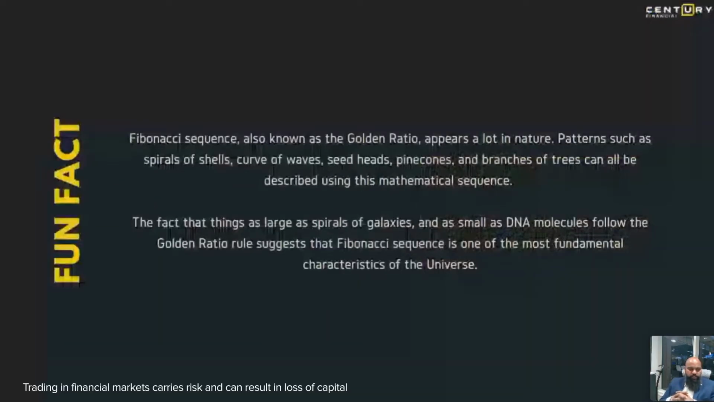Before that, let's just look at this fun fact. It says Fibonacci sequence, also known as the golden ratio, appears a lot in nature. Patterns such as spirals of shells, curve of waves, seed heads, pine cones, branches of trees can all be described using the mathematical sequence. The fact that things as large as spirals of galaxies and as small as DNA molecules follow the golden ratio rule suggests that the Fibonacci sequence is one of the most fundamental characteristics of the universe.